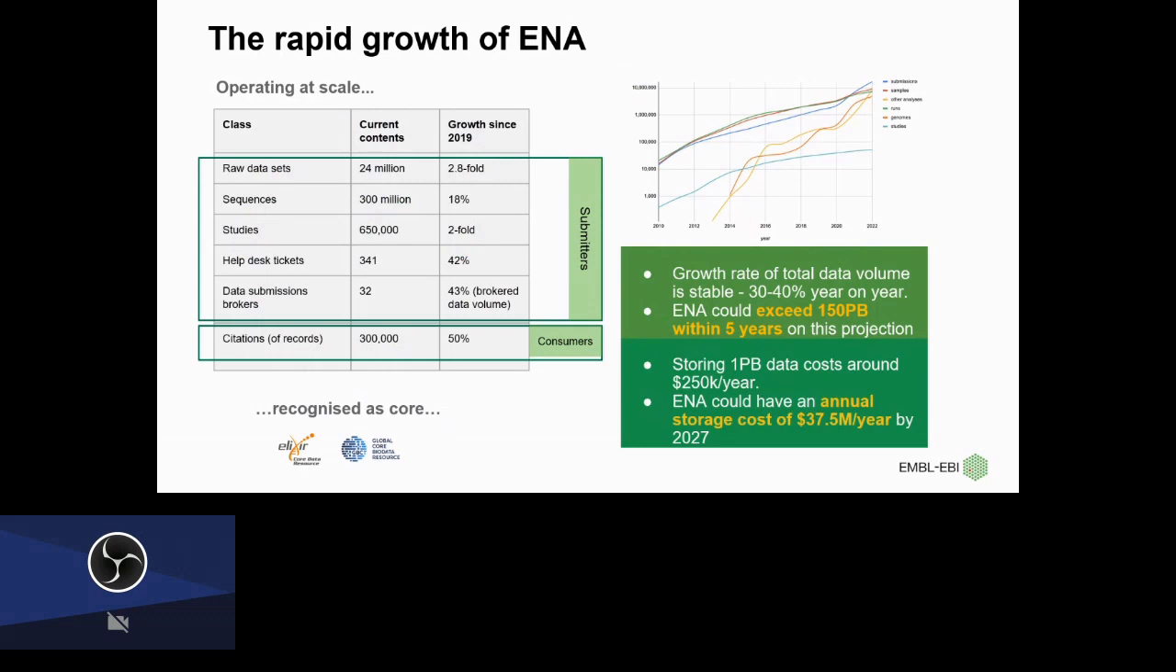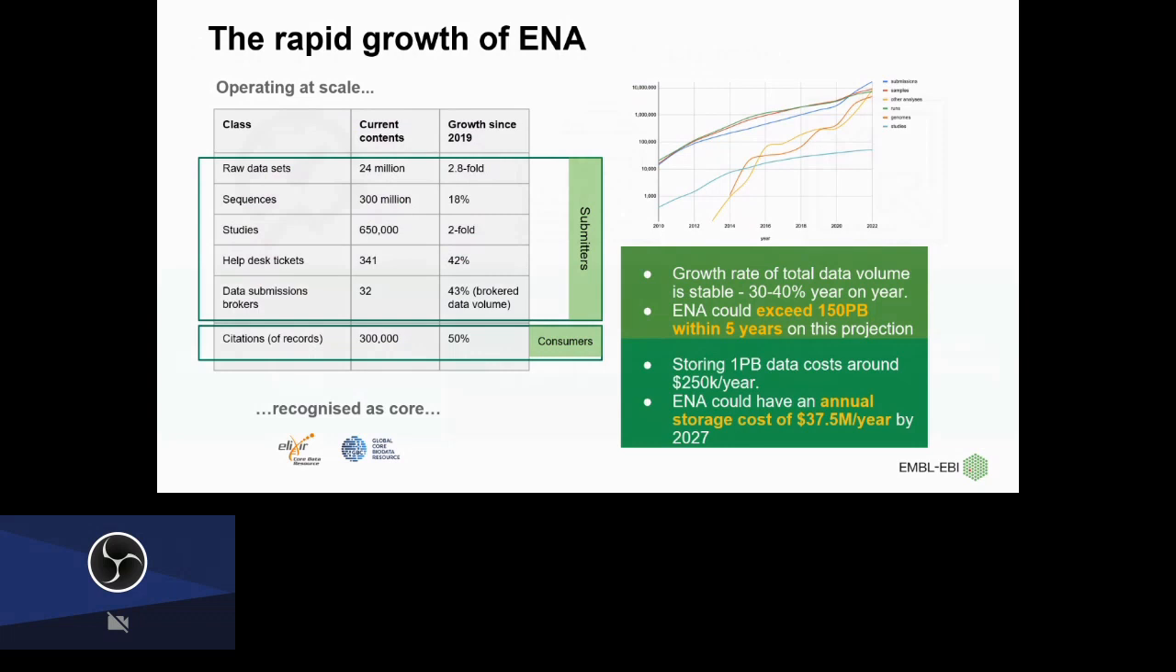For the very simple reason that just to store this much data, it could cost us over $37 million a year by 2027. Obviously, we need to make sure that ENA keeps growing to support the community, and also that ENA is sustainable. We want to make sure that ENA is running efficiently.